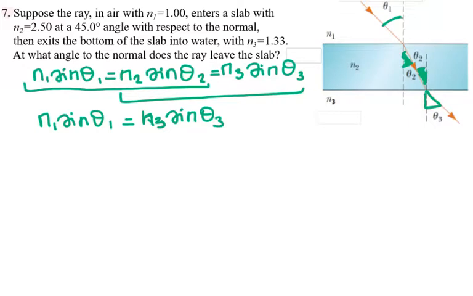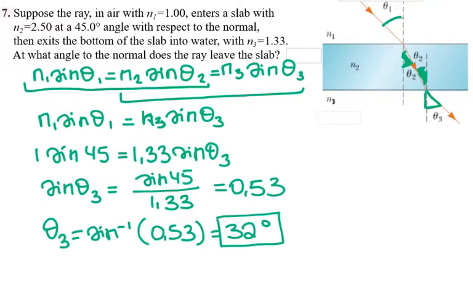And now if I plug in my numbers, I will get 32 degrees for an angle of refraction, angle 3. So you see, I plug in the numbers for n1 and n3, and n1 and theta 1 is given as 45 degrees. Then I solved for sine theta 3, and then I used the inverse sine function to solve for the angle.